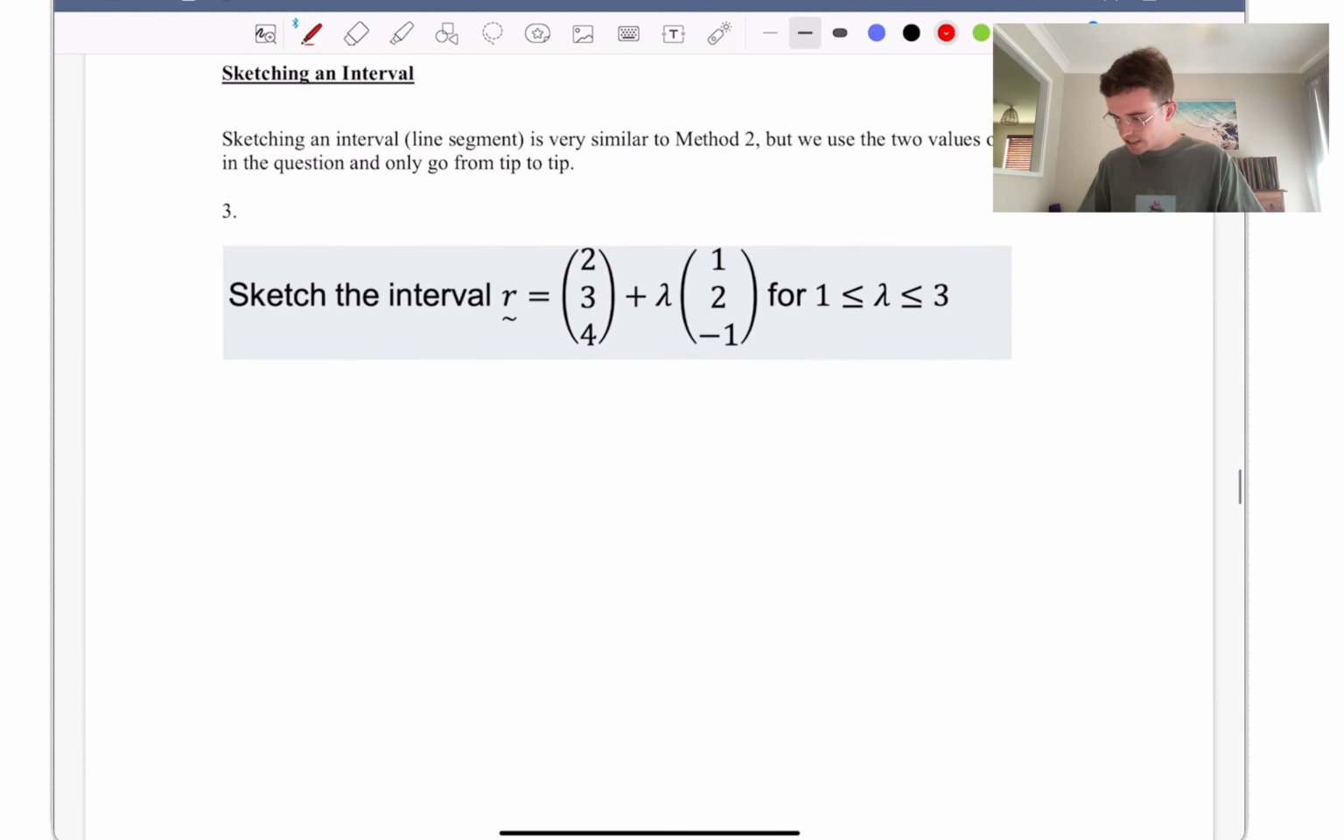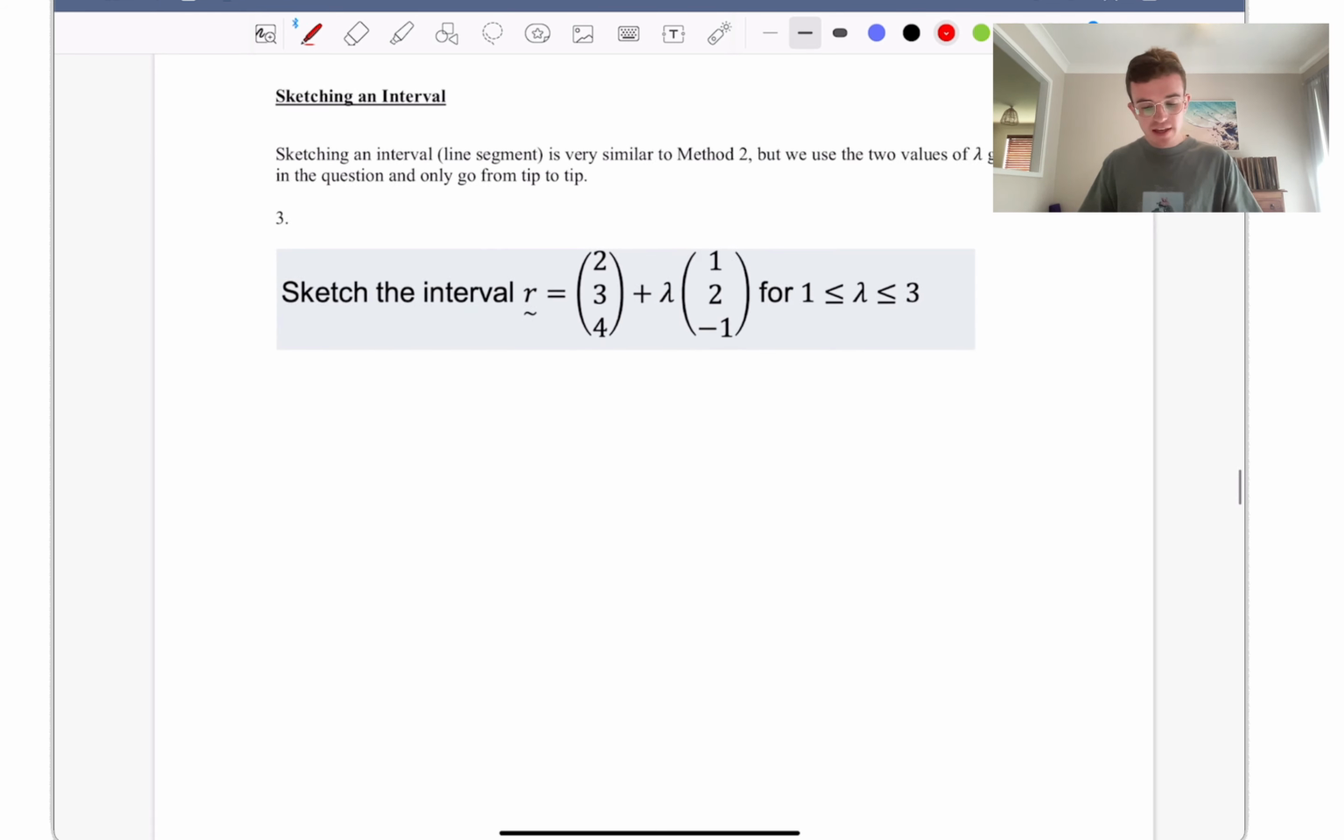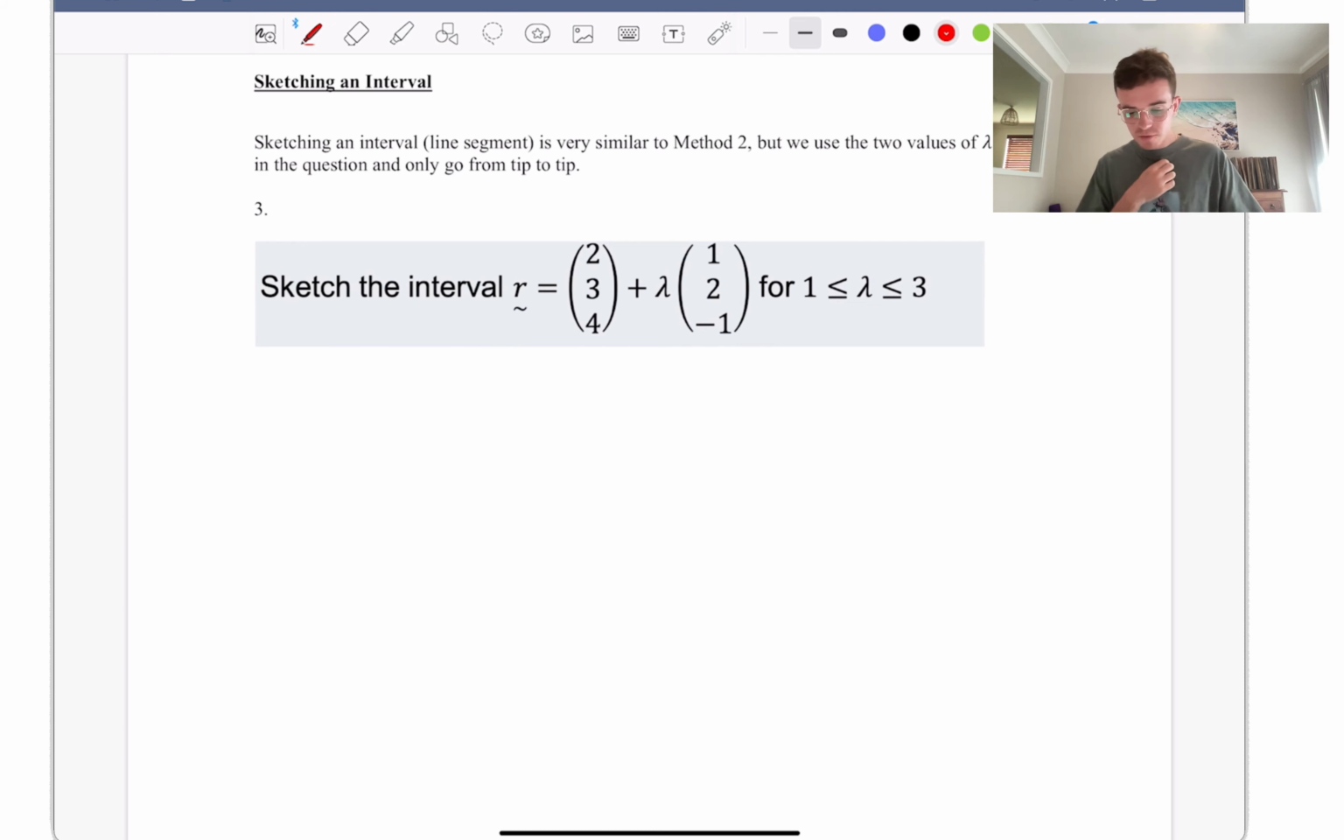Okay, sketching an interval. Again, sketching intervals in 3 dimensions is naturally going to be a bit harder because we're dealing with that z dimension, but it's a skill that we need to have. So we're sketching the interval r is (2, 3, 4) plus lambda (1, 2, -1) from lambda is 1 to 3. Now the first point of call with these questions is to ask, what are the endpoints of this interval?